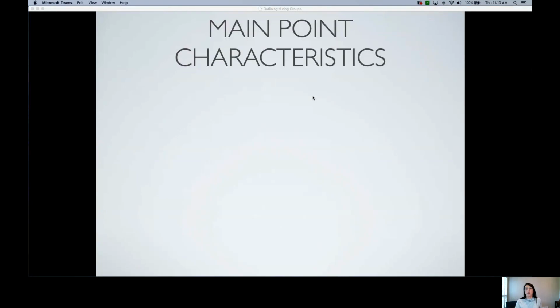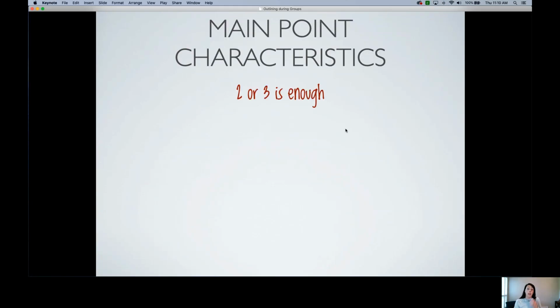But here is where we are going to really develop our main points so that they can stand for themselves and they also support our purpose or our thesis statement. So let's go back to my presentation and talk about some characteristics of main points. So some of the things that we need to think about when we're planning our speech is that 2 to 3 main points is enough.